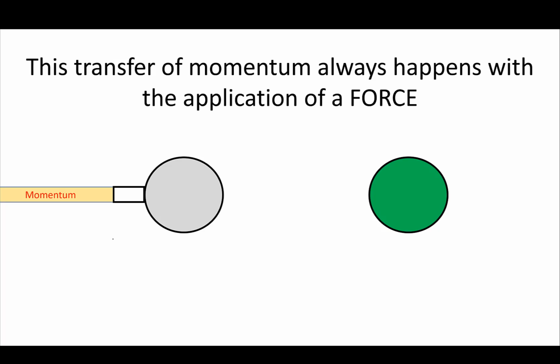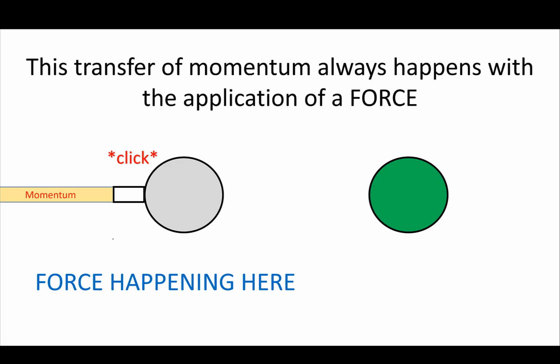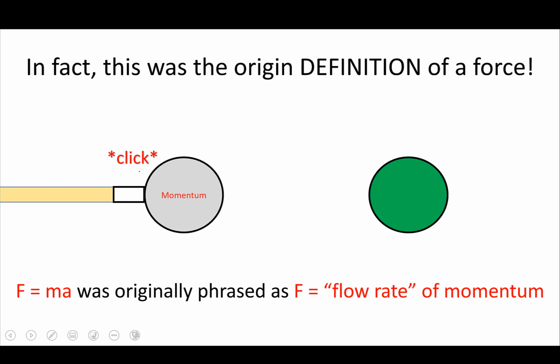So this is where we get to the focus of today. This transfer of momentum always happens through the application of a force. Click. There is a force that happens when the pool cue hits the pool ball and the momentum moves over. In fact, this was the original definition of a force.